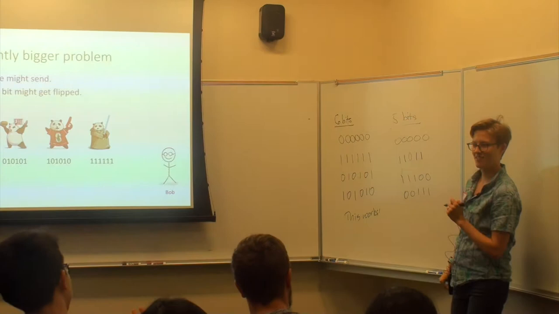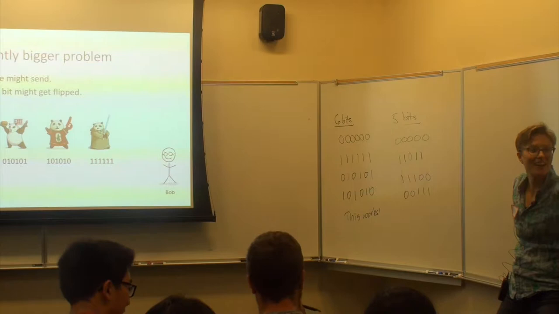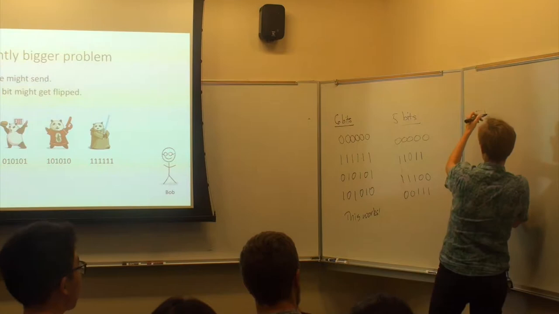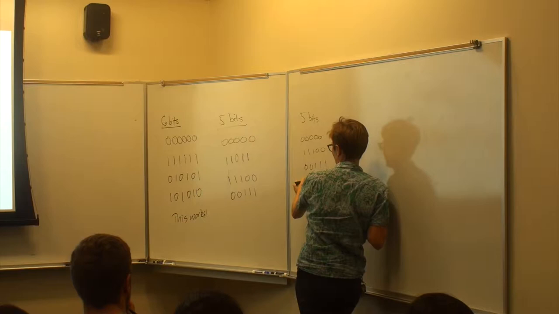There's a hand back there. I have a solution. So you have a solution with how many bits? Five. What's your solution? Okay, so 0, 0, 0, 0, 0. 1, 1, 1, 0, 0. 0, 0, 1, 1, 1. 1, 1, 0, 0, 0, 1.